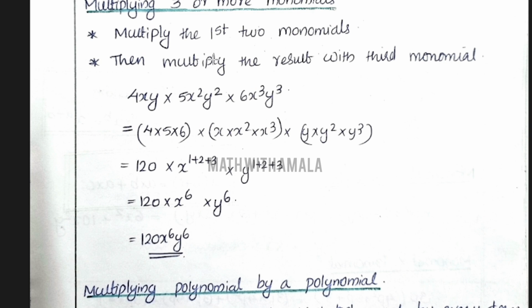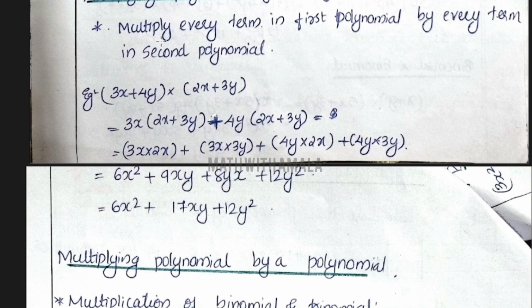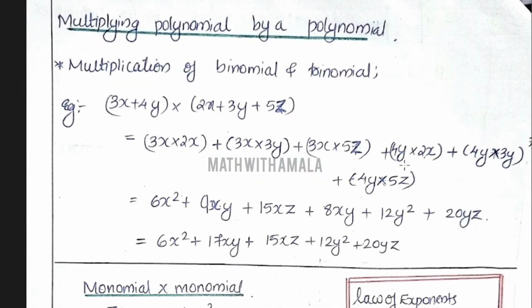Now let's deal with how to multiply a polynomial by another polynomial. Multiply every term in the first polynomial by every term in the second polynomial. 3x plus 4y into 2x plus 3y means you have to distribute it. 3x has to be taken to all terms of the next polynomial, that is 2x plus 3y into 3x. Likewise 4y also has to be taken to all terms of the next polynomial. Then 3x into 2x plus 3x into 3y plus 4y into 2x plus 4y into 3y. Answer is 6x square plus 9xy plus 8xy plus 12y square, that is 6x square plus 17xy plus 12y square.